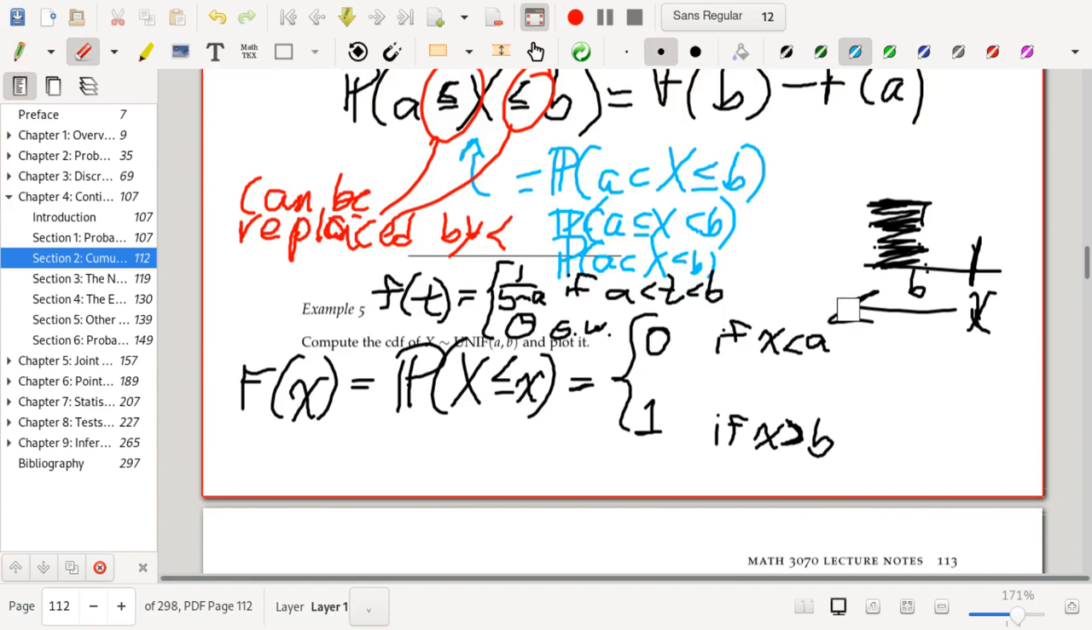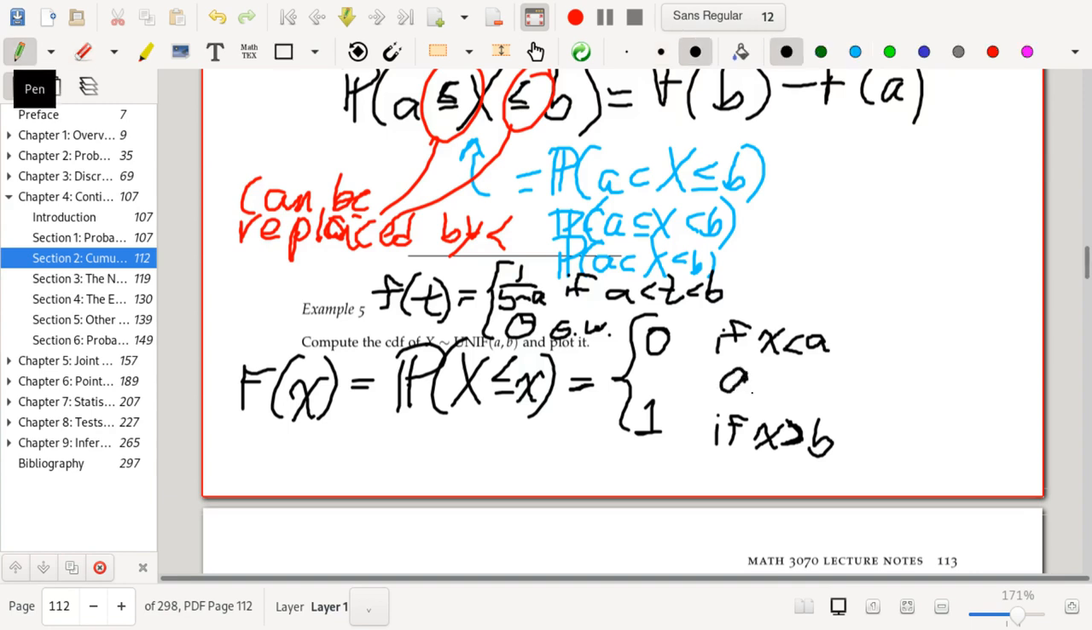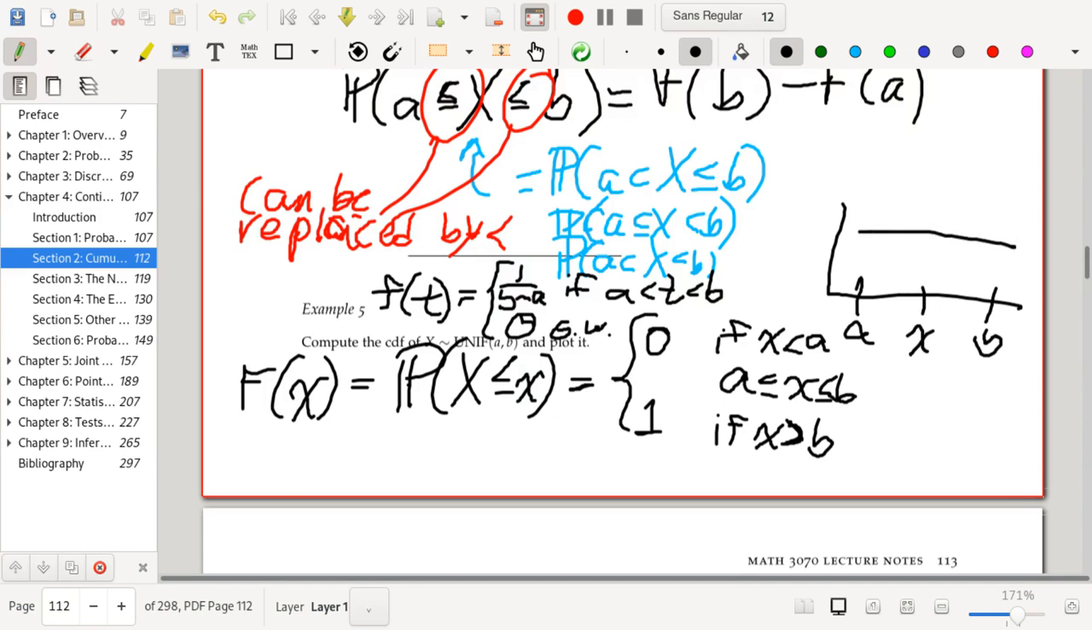All right, so that leaves us the situation where a is less than or equal to x, which is less than or equal to b. So let's go ahead and draw a picture. Here's a, here's b, here's some point x that we picked. We want the area underneath the curve and to the left of x. So that's going to be this area here. The width of this region is going to be x minus a, and the height of the rectangle is going to be 1 over b minus a. That should already tell you what the answer is. It's going to be x minus a over b minus a.